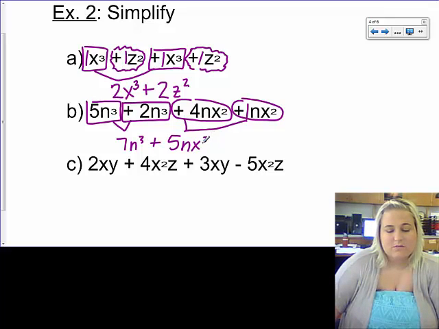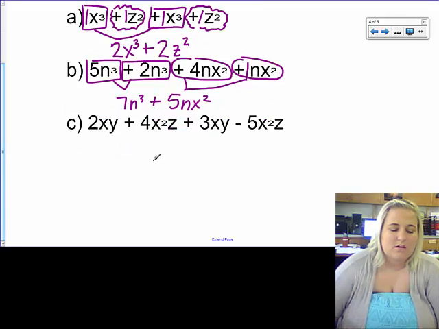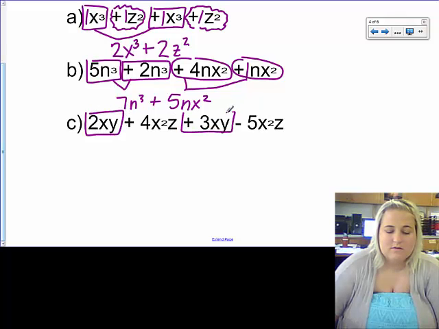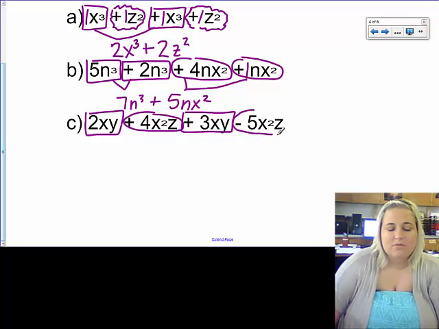squared. Alright, on C, like terms, I have xy, x squared z, xy, and x squared z. So again, I have two pairs of like terms. I have 2xy plus that 3xy, and then I have positive 4x squared z minus 5x squared z.